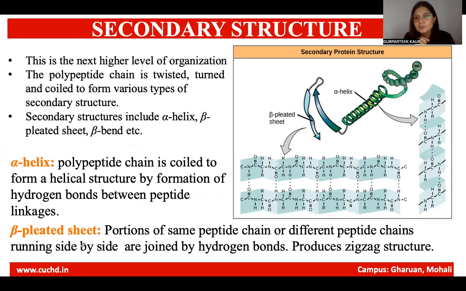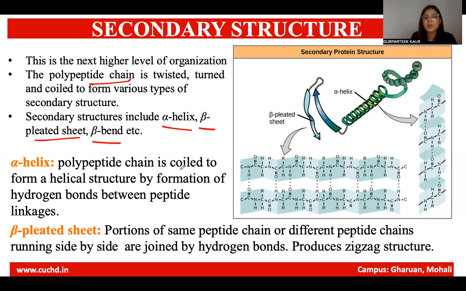Talking about the secondary structures I was telling you, this is the next higher level of organization after the primary structure. The polypeptide chain takes twists and turns on different areas of the polypeptide chain to form the secondary structures. And the most common and important secondary structures involve alpha helices, beta pleated sheets, and beta bends. Now, what is an alpha helix?